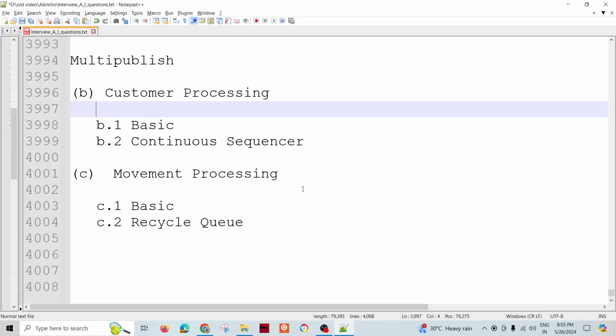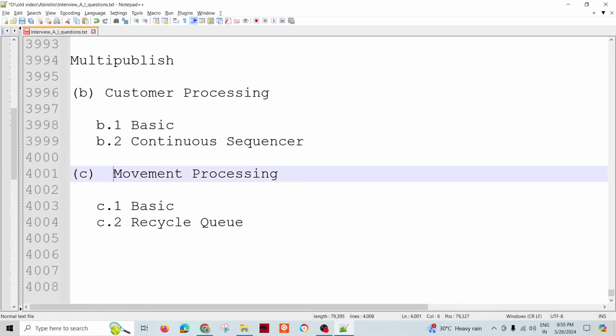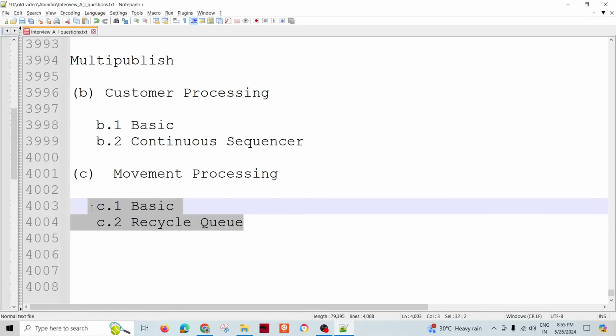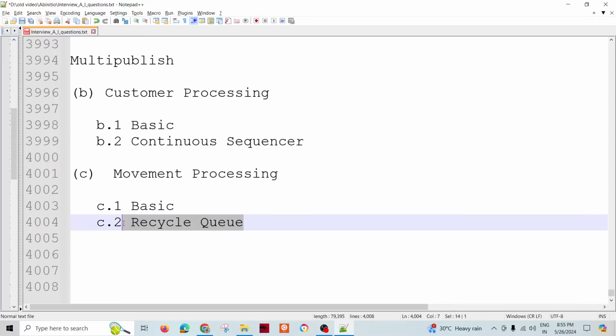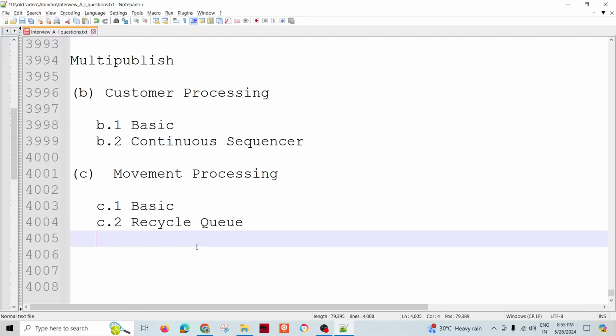Continuation with the banking application, right? So we have processed the accounts and the customer, and we want to process the movement now, the basic transactions processing we are going to see. First we are going to understand the basics, and then we will use the recycle queue component and see its significance in database-style processing.